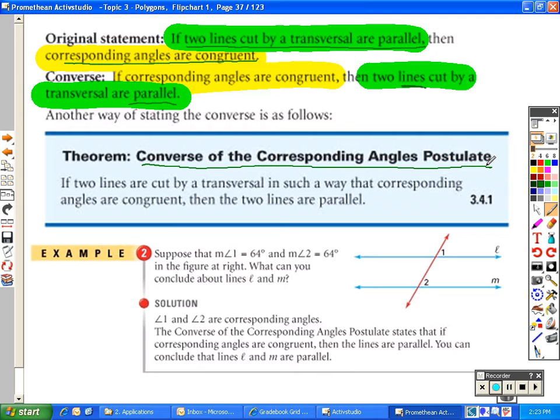And here we have example 2. It's on your paper. We have 2 lines. We have angles 1 and 2 marked. Angle 1, they're telling us, is 64 degrees. Angle 2, they're telling us, is 64 degrees. And they want us to make a conclusion about lines L and M. All right, since we have 64 and 64, angles 1 and 2, and they represent what should be corresponding angles, and they are congruent, that means L is parallel to M.